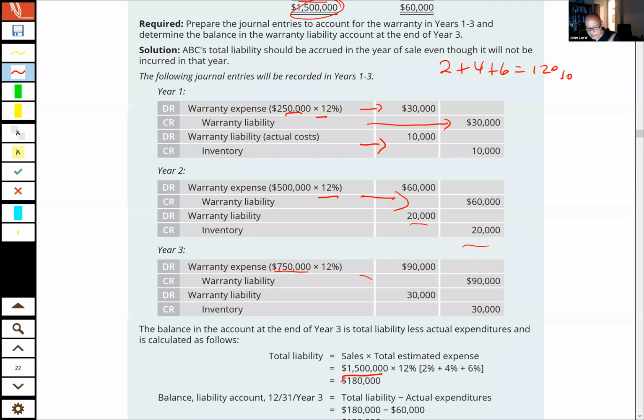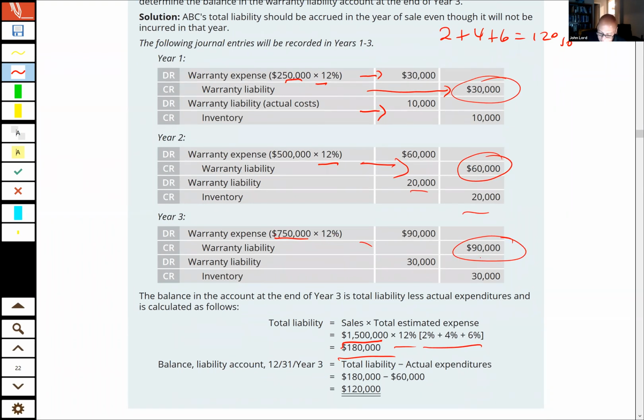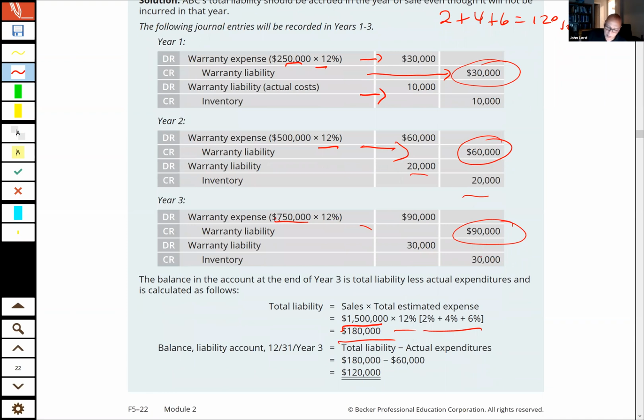But for the CPA exam, if they asked you something like this, you would take the total sales times the 12%. So the total amount that would have been credited to the liability, we can prove that right here, 30 plus 60 plus 90 is 180, right? And then whatever they've paid on that is the reduction of the liability. They've had an actual liability cost of 10, 20, 30, that's 60,000. So the amount of the liability would be 120,000.